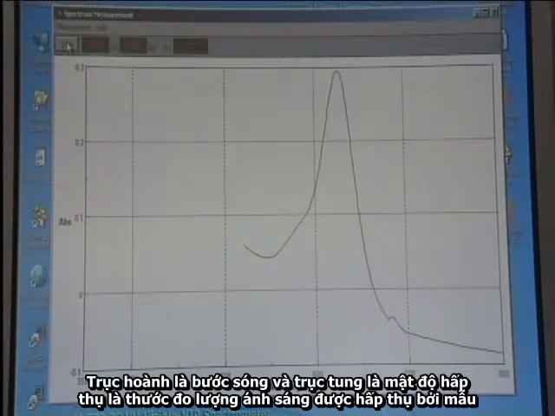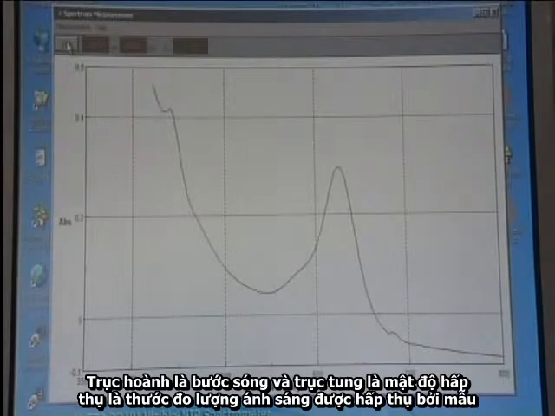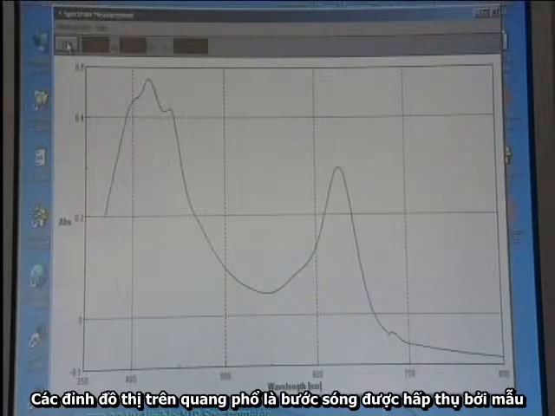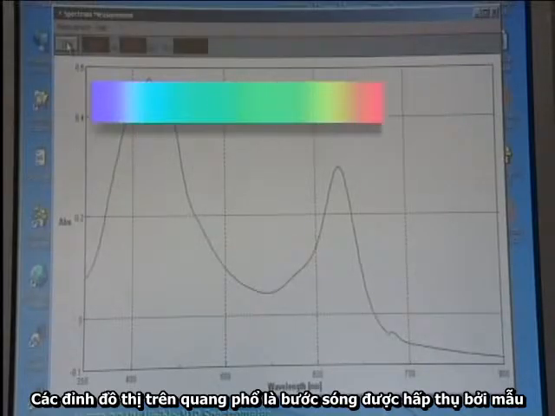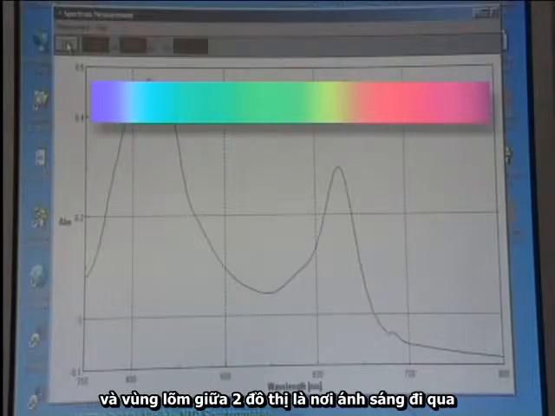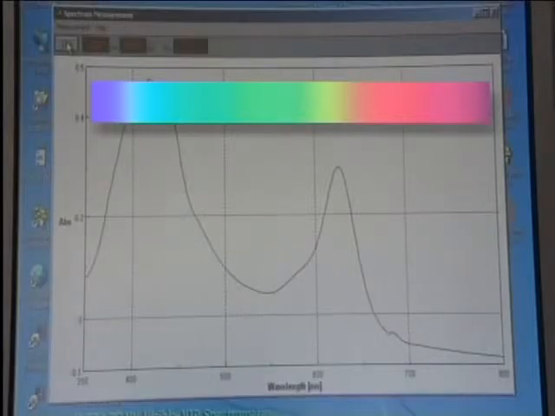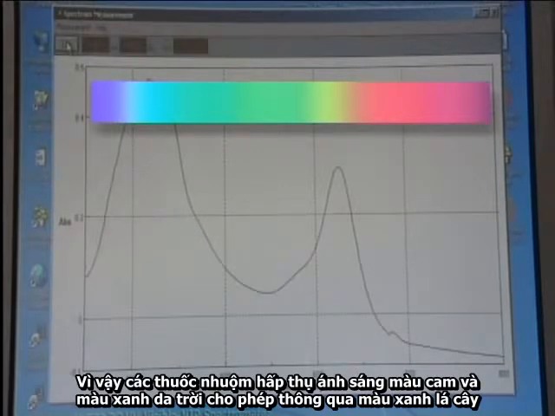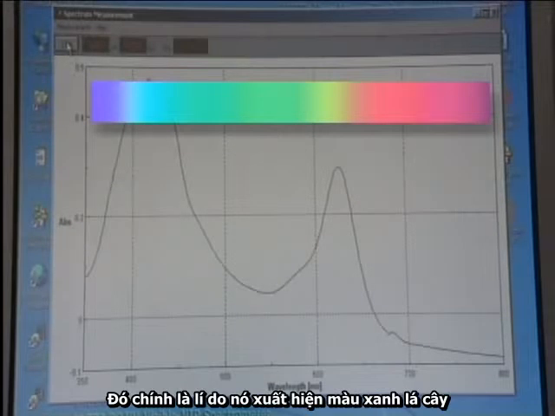The horizontal axis is normally wavelength and the vertical one absorbance, which is a measure of the amount of light absorbed by the sample. The peaks on the spectrum are the wavelengths of light that are absorbed by the sample, and the troughs are where light passes through. So the dye absorbs orange and blue light and lets through green. So it appears green in colour.